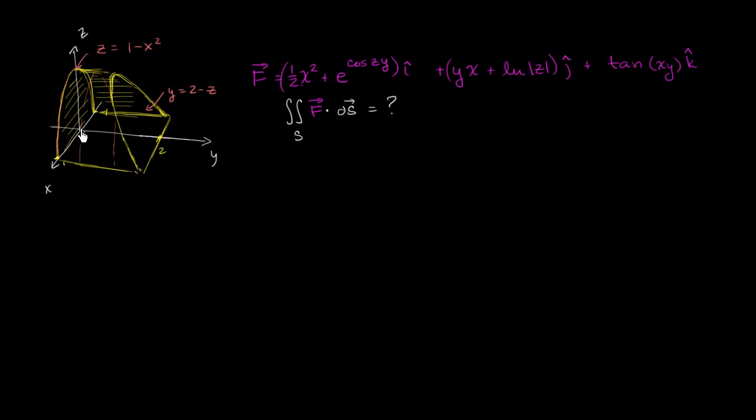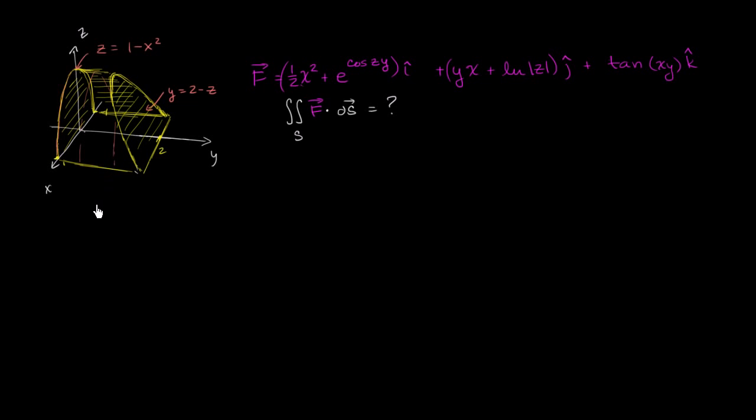And then y can go anywhere between 0, and then it's bounded here by this plane where we can express y as a function of z. Y is 2 minus z along this plane right over here. And we're given this crazy vector field. It has natural logs and tangents in it. And we're asked to evaluate the surface integral, or actually I should say the flux of our vector field across the boundary of this region, across the surface of this region right over here.